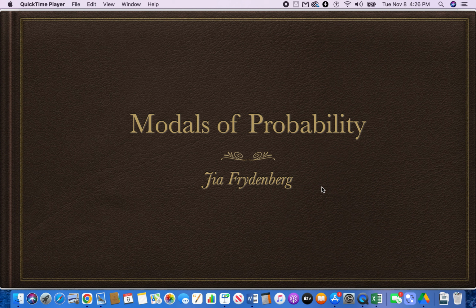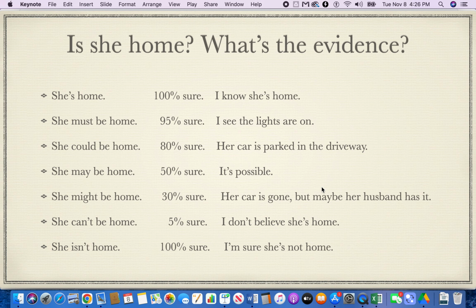Our next topic is modals of probability. Modals of probability means how probable or likely you think it is that something will happen, or the person who is speaking thinks that something will happen. It really depends on the evidence and how sure the speaker is.